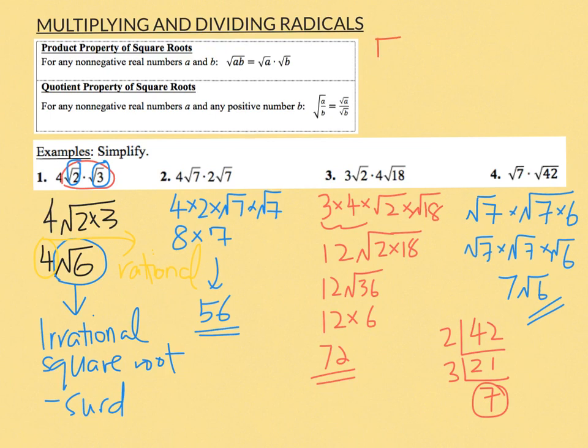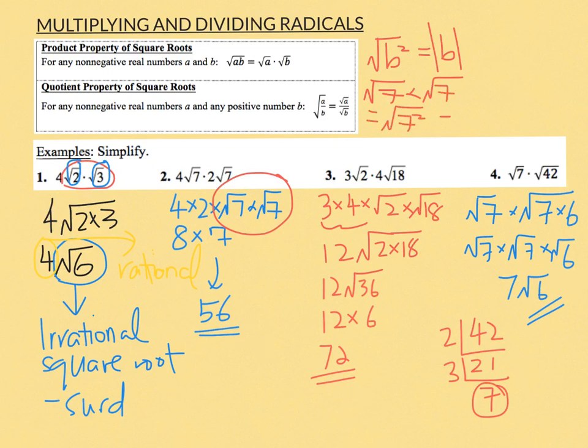Now I would like to recap the property that we are very familiar with. We know that square root of b squared is equal to the absolute value of b. But for a situation like square root of 7 times square root of 7, which is equal to square root of 7 squared, therefore it is equal to 7, and we don't have to put the absolute value. That's why we have these two examples. Square root of 7 times square root of 7 is equal to 7.